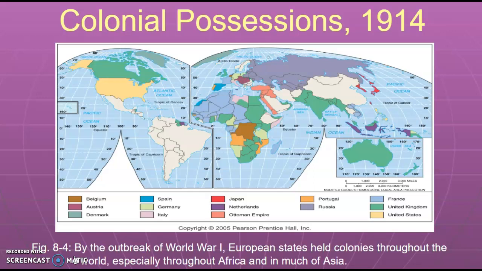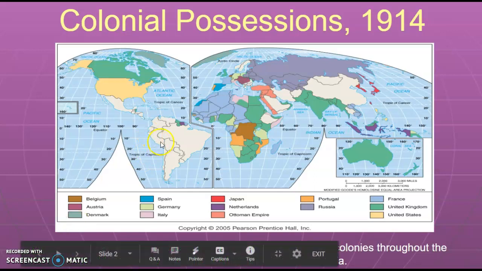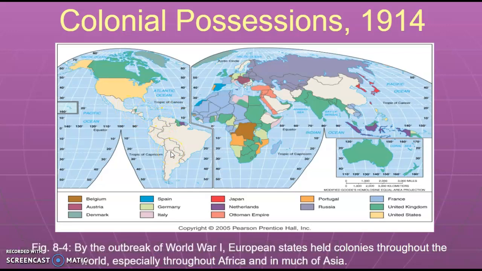By the outbreak of World War I, European states held colonies throughout the world, especially throughout Africa and in much of Asia. So you can see that by 1914, all of these countries were no longer under Spanish influence. But at some point, pretty much most of these countries in Latin America had been under Spanish influence, with the exception of Brazil, which had been under Portuguese rule. The U.S. was independent at the time.